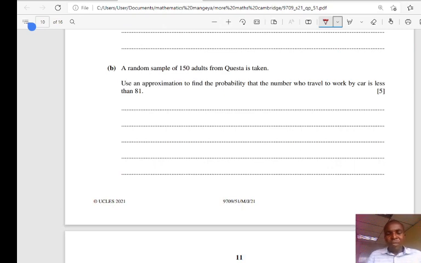Next question. A random sample of 150 adults from K star is taken. Use an approximation to find the probability that the number who travel to work by car is less than 81. Right, in this case you can see n is now large, the number of adults. Since n is greater than 30, it is large, so let's find np and nq here. If np is greater than 5 and nq greater than 5, use normal approximation.